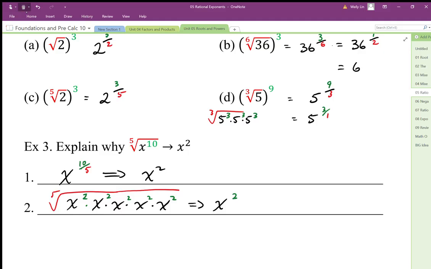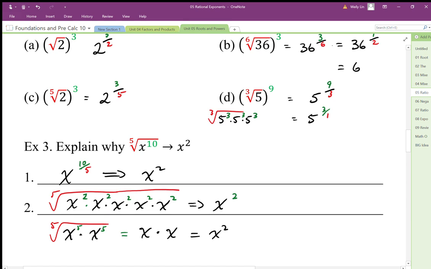We could also, the original argument that I was making was this one here, the fifth root. If I have x to the 5 times x to the 5, we can use a power property that the power and the root undo each other. This power and this root undo each other, and so we end up with x times, and this power and root undo each other, so we end up with x, which is x squared. We can think of it in those terms, that the power and root undo each other.